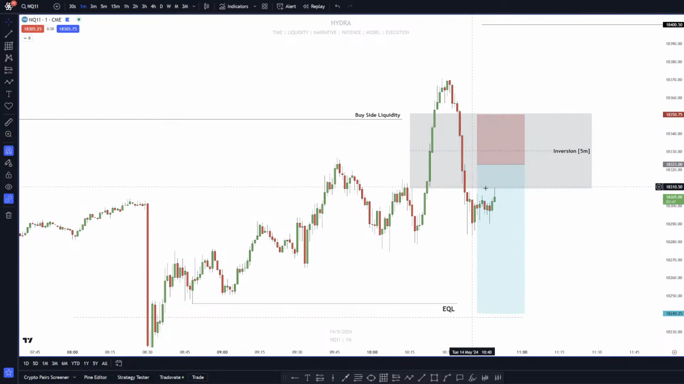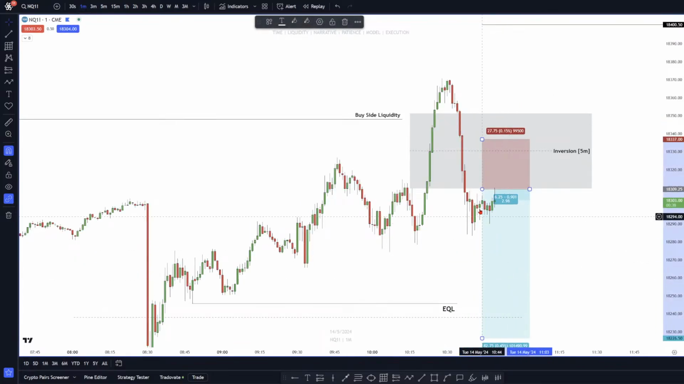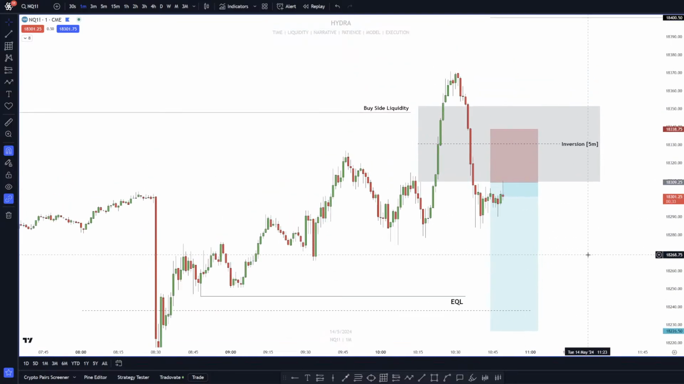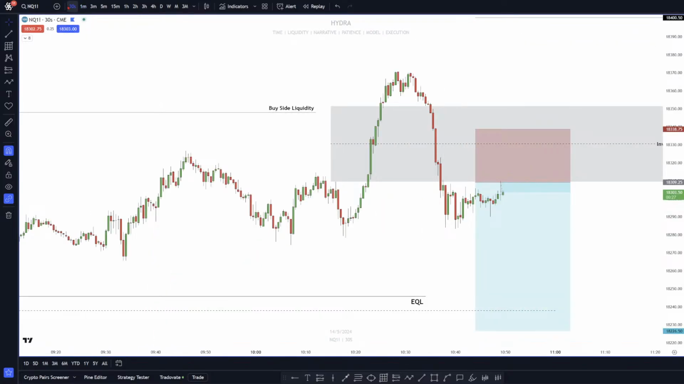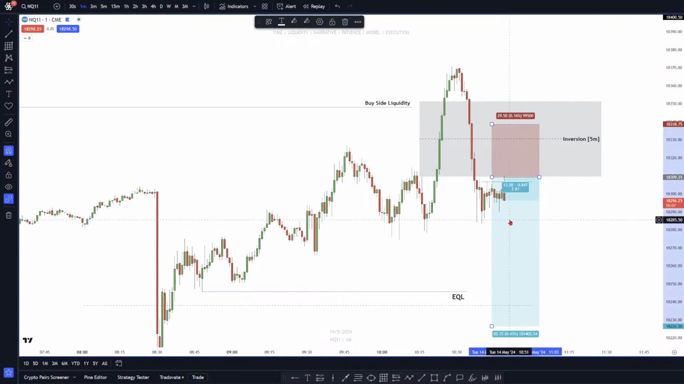10:49, retesting this inversion. We also tapped inside the fair value gap on the 5-minute chart. So if it's this, then that's going to be the view. 30-second chart, very clean. I see the draw on sell side. So I'm getting in at 10:50 if price gives me the opportunity. We tapped inside the fair value gap as well from the 5-minute chart. We also tapped inside the inversion from 5-minute. So nice.